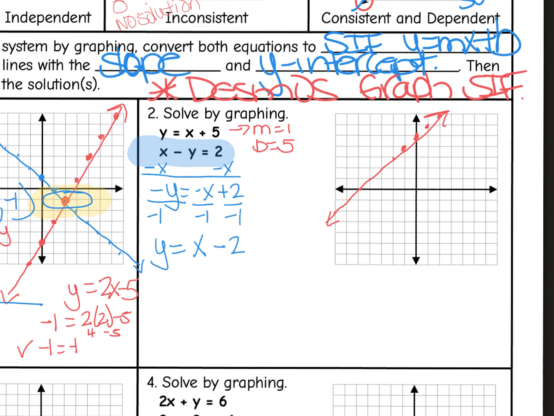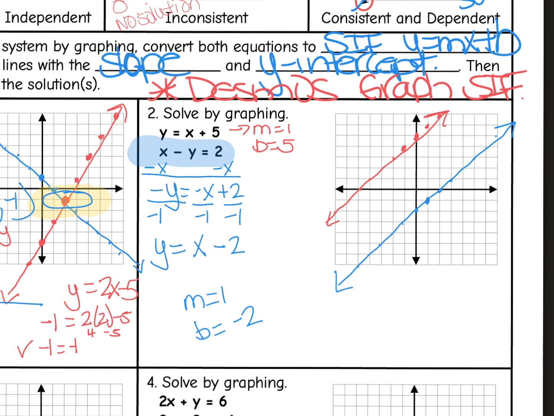Okay. So I know my slope is 1. My y-intercept is negative 2. And we'll just go ahead and graph this. Hopefully you've already seen what the solution could be. But so I'm going to start at negative 2 and my slope is up 1 over 1. And I'll plot this line until I run out. Now, what do you notice? Is there an intersection?